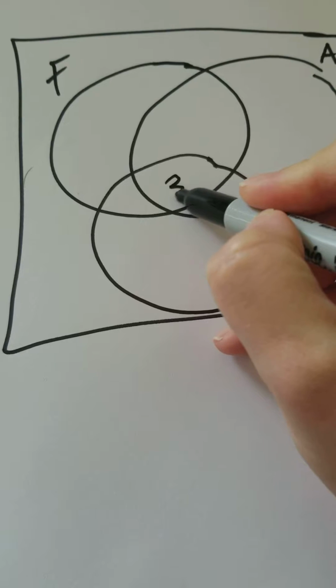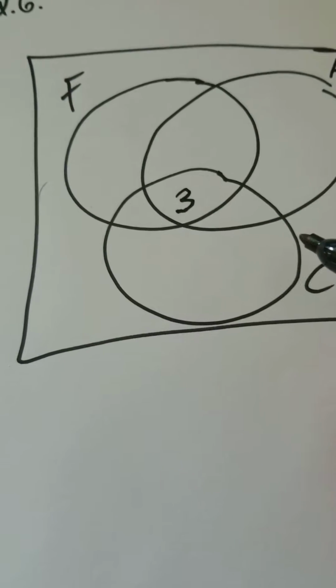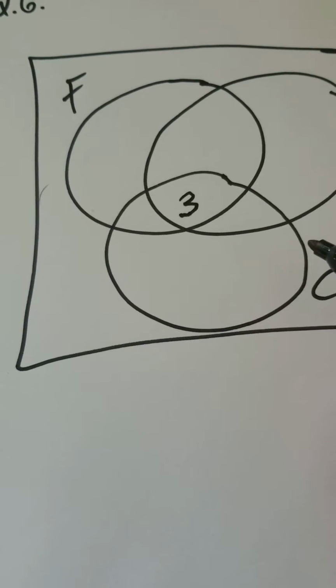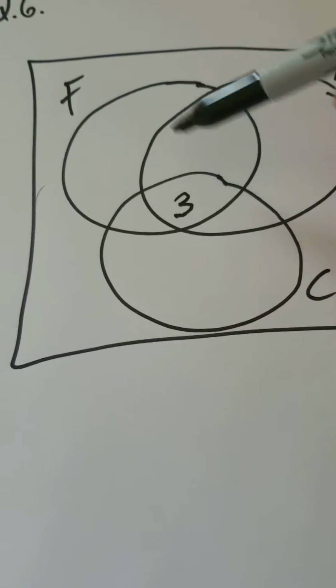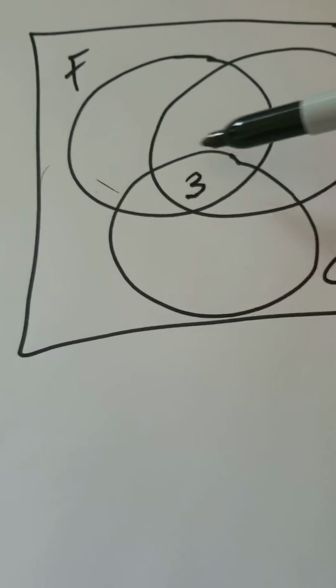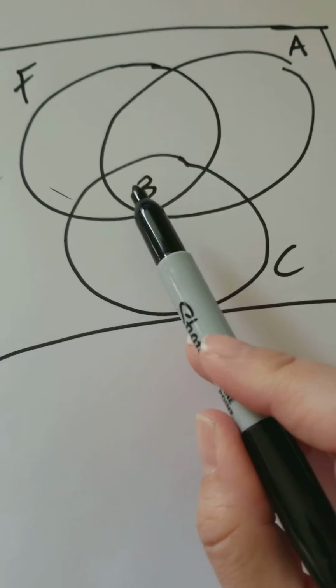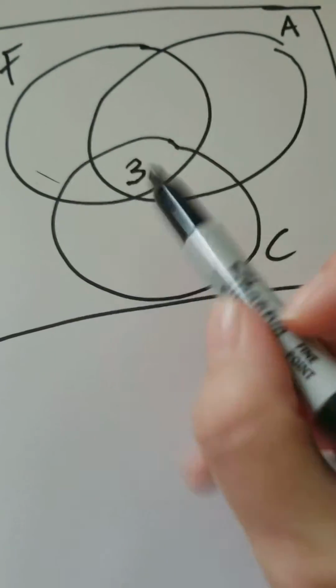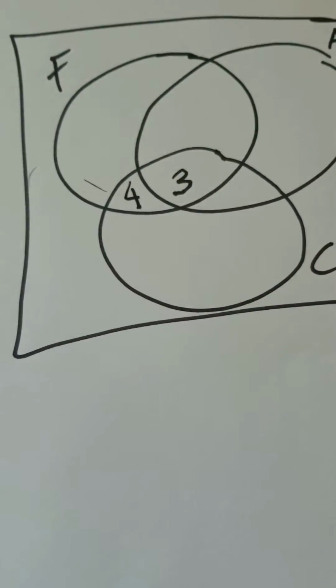There's 3 right here. So backing out of that, they said that 7 did food and clothing. So here's food and here's clothing. So food and clothing are these together. That adds up to 7, meaning this has to be 4.